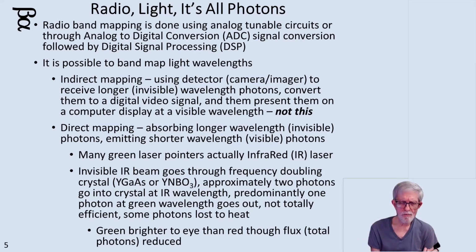If you ever held your laser pointer on for a while, you'd notice it get warm. That's not the electronics or the battery getting warm. That's the actual crystal that's doing the frequency doubling, getting warm through inefficiencies. And so not all the photons that come in as infrared come out as green, but green is so much more receptive to the human eye, and it looks really bright, even though it's not.